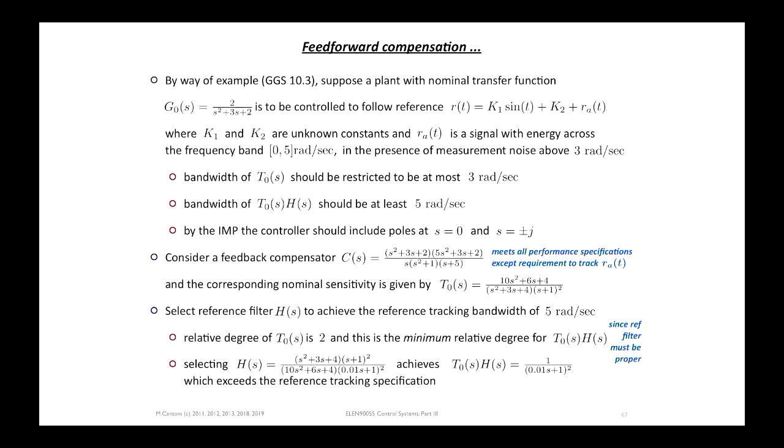Okay, this with the pre-filter in place is the transfer function from the reference to the output. Now, to get zero steady state tracking error for this part of the reference and this part of the reference, we just need to, by the internal model principle, make sure the controller has a pole at s equals 0. That's the generating polynomial for this guy. And s equals plus or minus j. That's the generating polynomial for this guy.